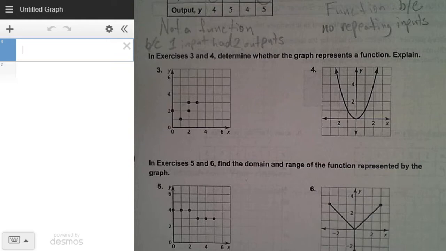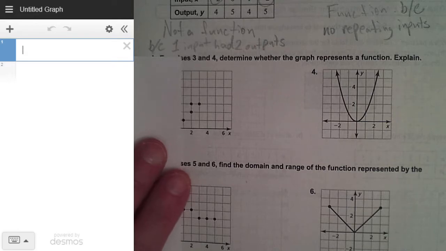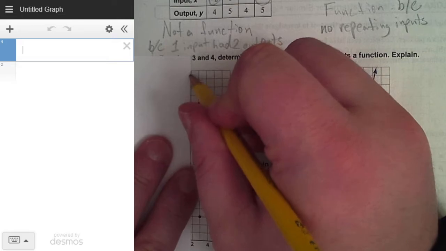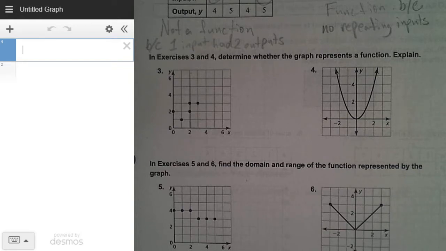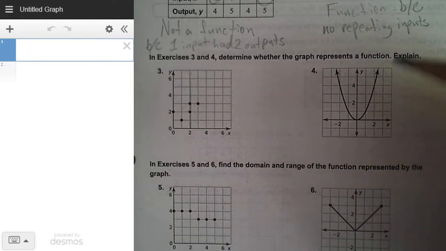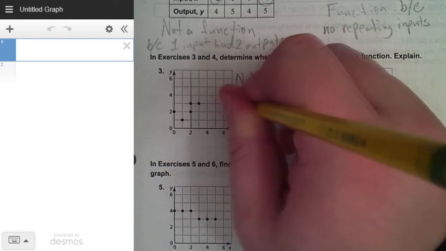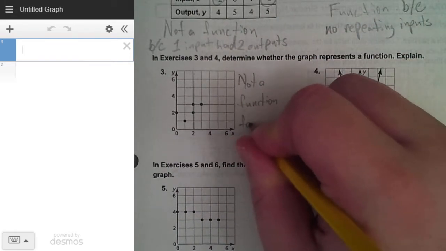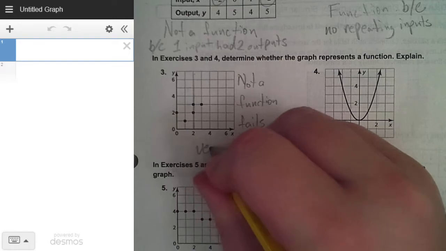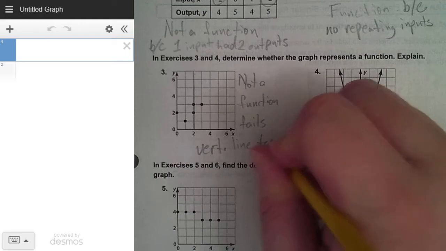If you need to use a piece of paper or a note card as a straight edge, we're just looking on there. At any point, oh, right there, that is a point where if we drew a vertical line, it'd go through 2 points. It does not pass the vertical line test. So we can say not a function, and it fails. And vertical, I'm going to abbreviate vert line test.